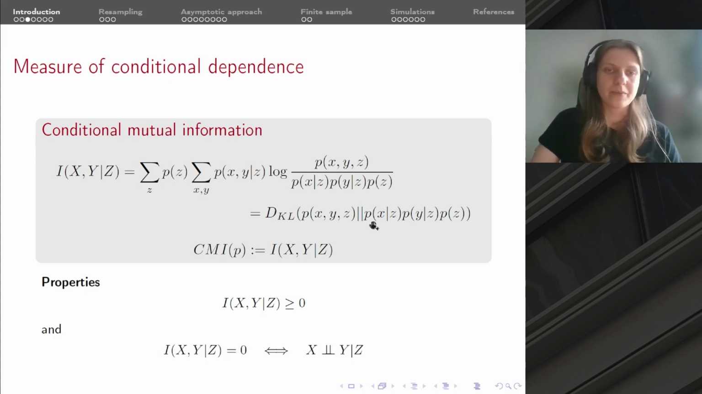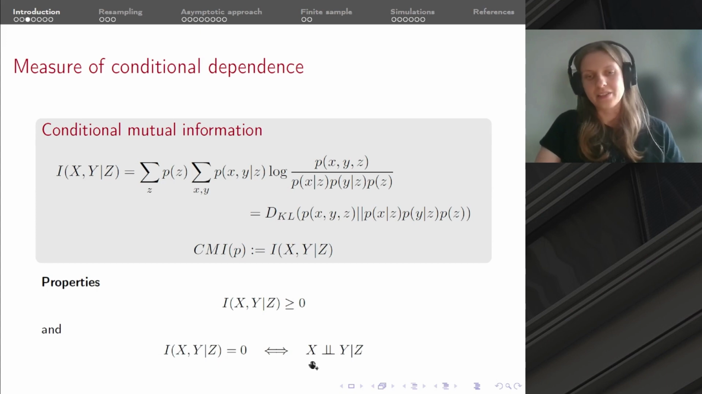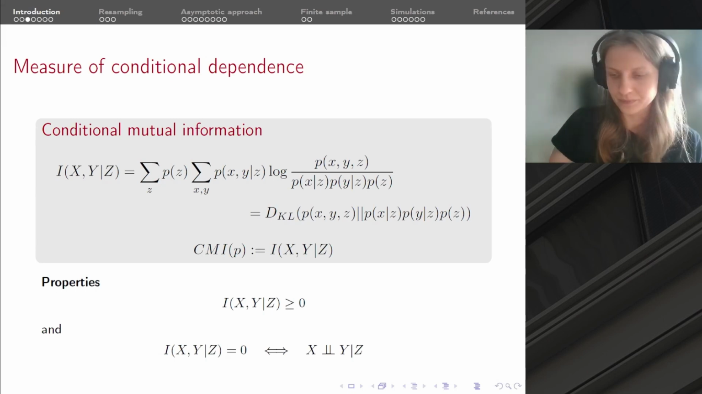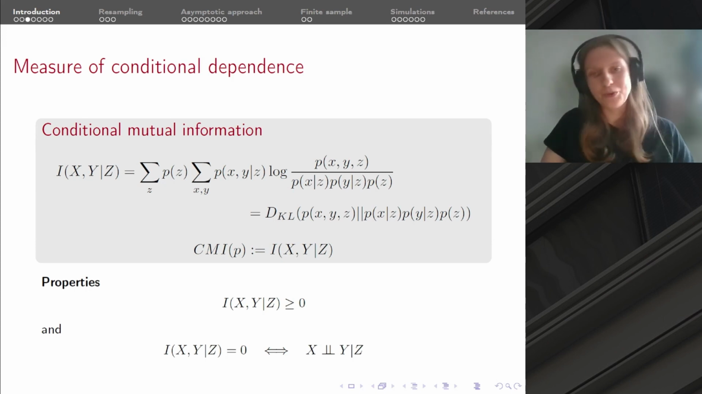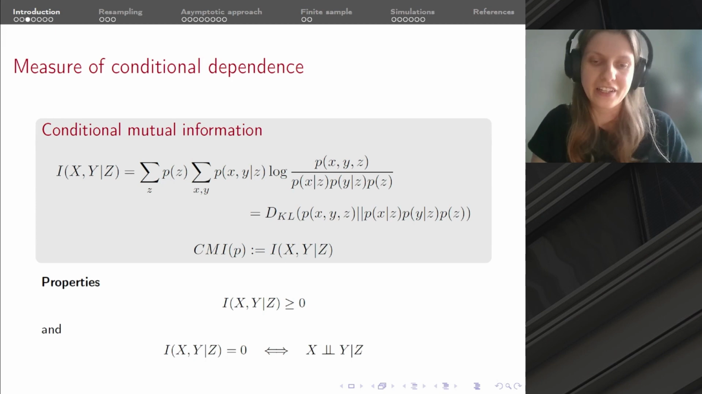And that measure has two important properties. The first one is that it's always non-negative. And the other one is that it equals 0 if and only if we have conditional independence. So if that measure is greater than 0, then we know that the two variables are dependent given the third one. And if you want to test for conditional independence, this is of course a very useful property.